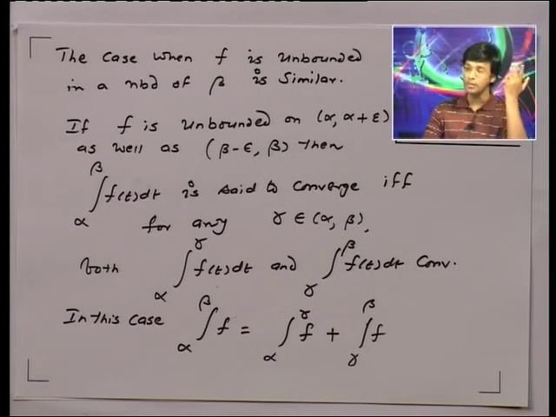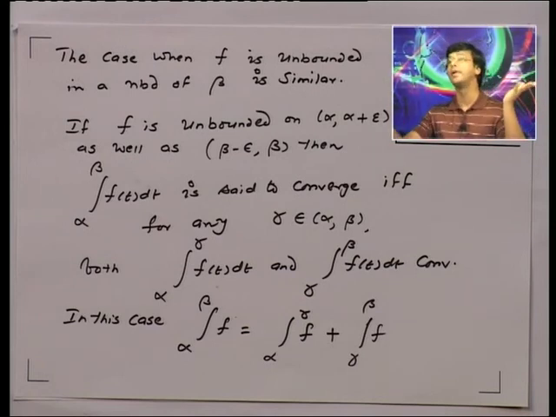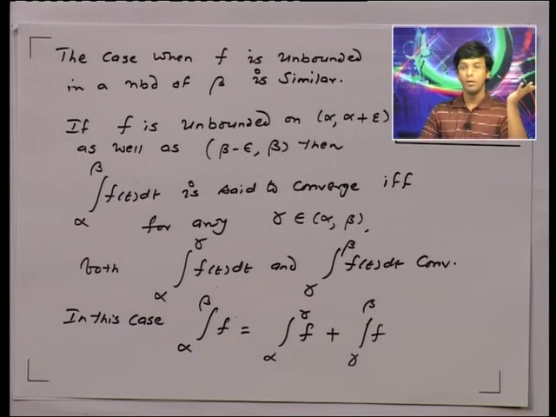Now, suppose the function is unbounded at alpha and beta, for example 1 over the square root of x times (1 minus x) on the open interval (0, 1). The function is unbounded at 0 and at 1. Then how will you define the integral from 0 to 1 of dx upon root of x times (1 minus x)? Take some arbitrary intermediate point gamma, and then the integral from alpha to beta of f is the integral from alpha to gamma of f plus the integral from gamma to beta. The requirement is that both should be finite.